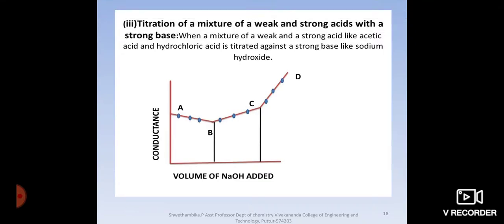So here it is: titration of a mixture of two acids, one strong acid and one weak acid, and you must titrate it against a strong base. Here the best example that you can take is the strong acid HCl and the weak acid acetic acid, which are titrated against a strong base like NaOH, and we get a graph of this kind.